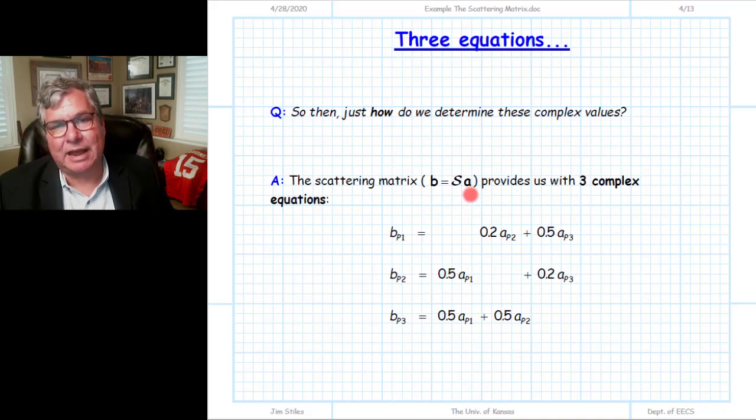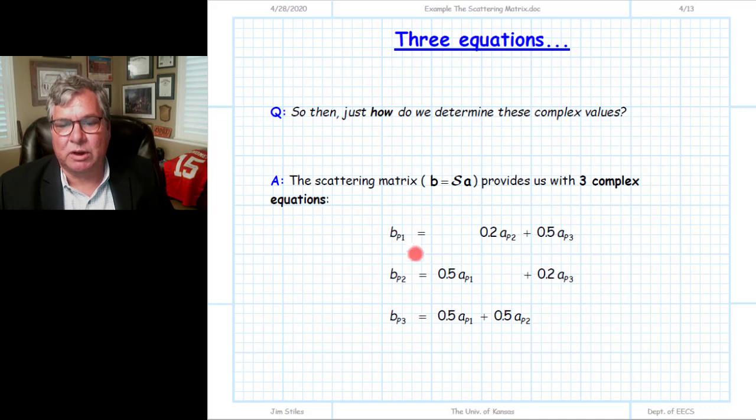We have our vector A consisting of the 3 incident wave amplitudes at ports 1, 2, and 3, and a vector B consisting of the 3 scattered wave amplitudes at ports 1, 2, and 3, and they are related by the scattering matrix, which is given as part of the problem statement.